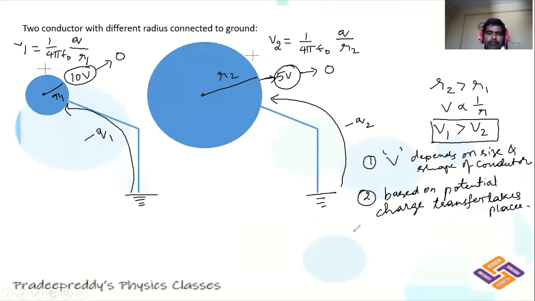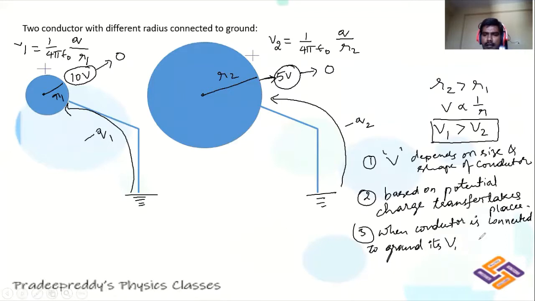Next, number 3. Now as we know, when a conductor is connected to ground, its V net tends to 0. That means the net potential present on that conductor becomes 0. So these are the 3 important points which we have concluded from this particular activity.